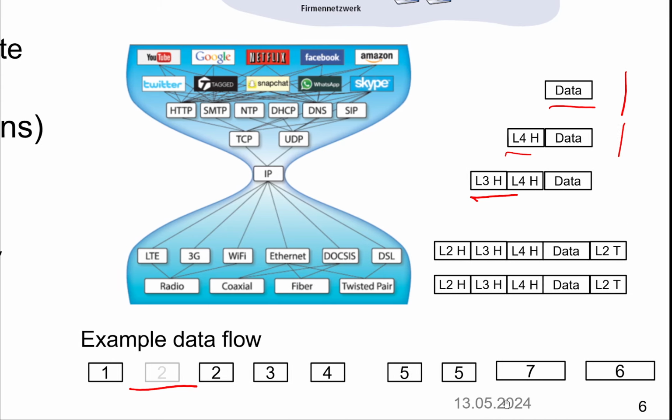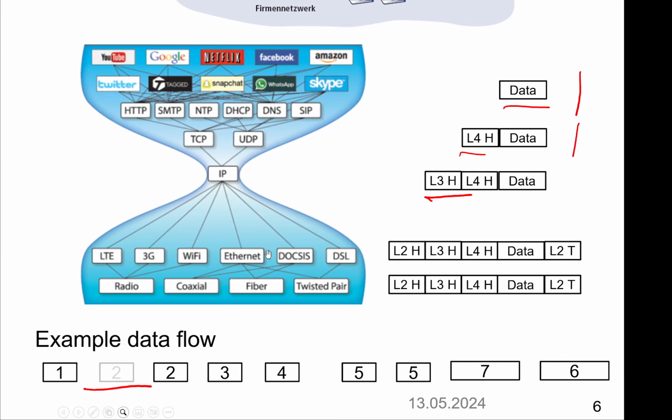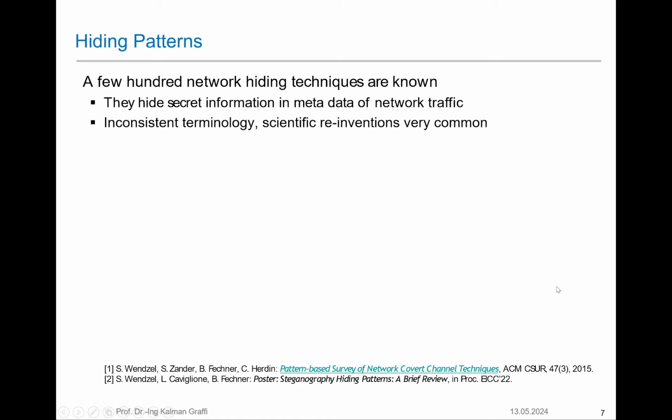So let's have a look at what options we have in network steganography. There are more than 100 techniques known, and we will look at some kind of generalization. Sometimes it's in the metadata that we look. What we want to do now is to take all these 100 examples and create some kind of pattern out of them. So what kind of generic patterns exist? Because looking at 100 individual cases might be too overwhelming.